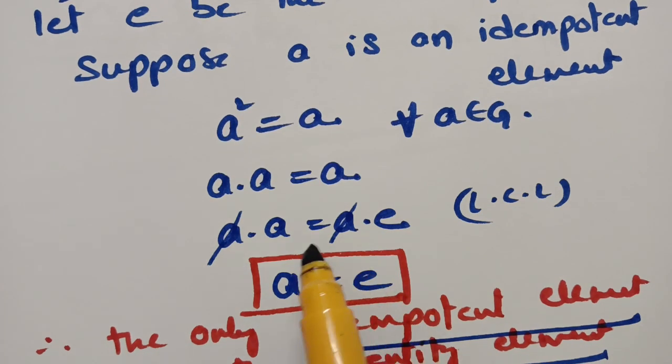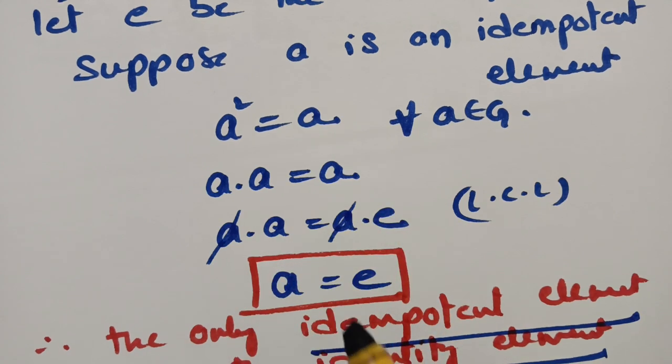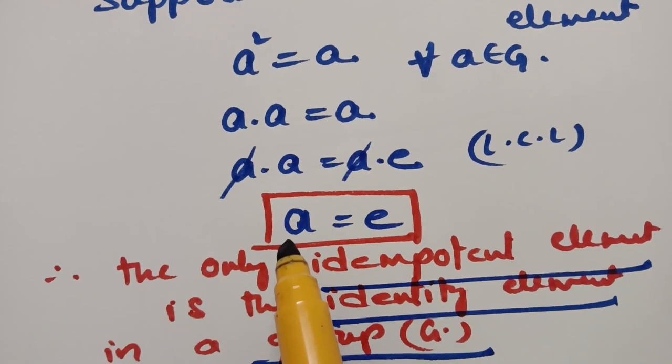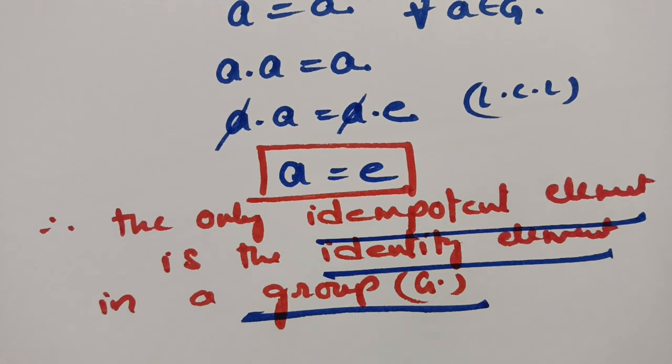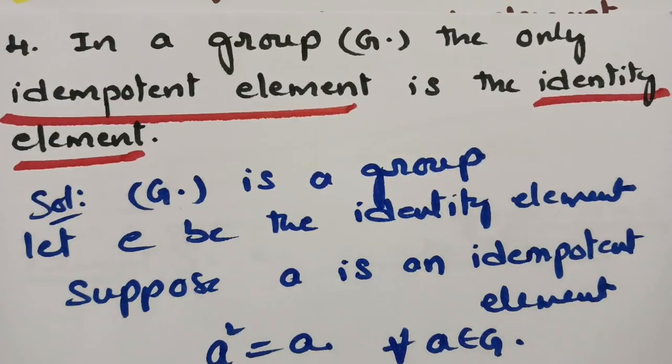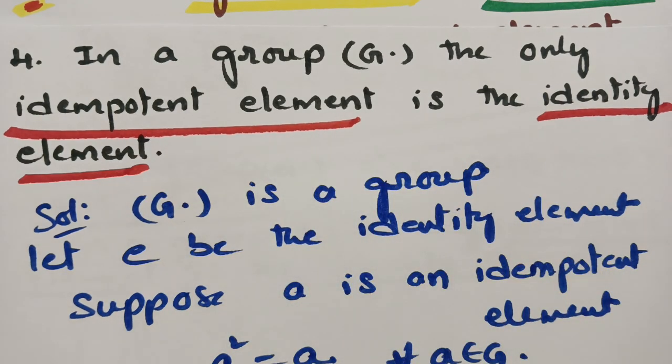So if I write it in the form A into E and cancel A from the left side, therefore A is equal to E, and A is nothing but the idempotent element and E is nothing but the identity element, and G is a group. So finally we conclude that in a group G, the only idempotent element is the identity element. So this is how we have to solve each and every question.